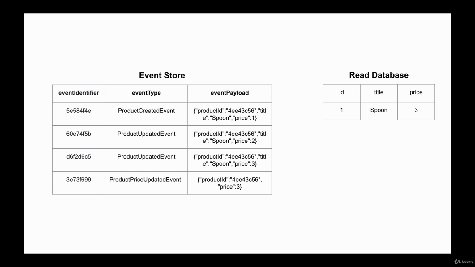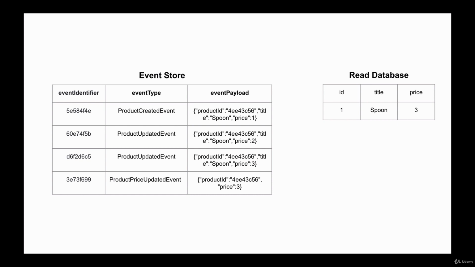Another very important difference between the event store and the read database is that the event store will store the event details only. It will not store the entire product details object, whereas a record in the read database stores the entire product details information. Let's assume we have a web service endpoint that accepts HTTP requests to update product price only.